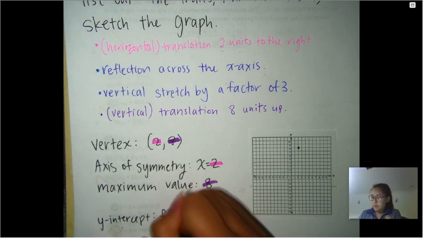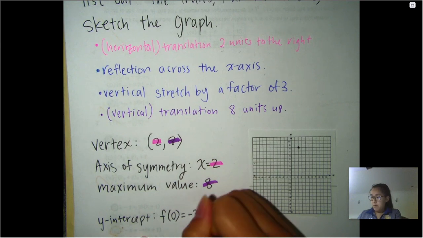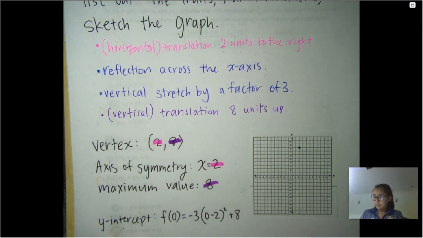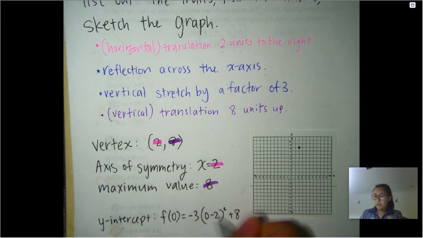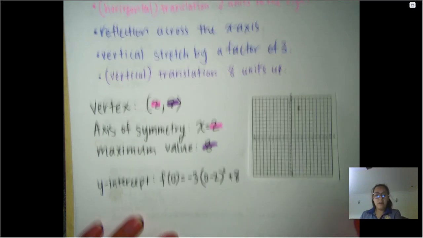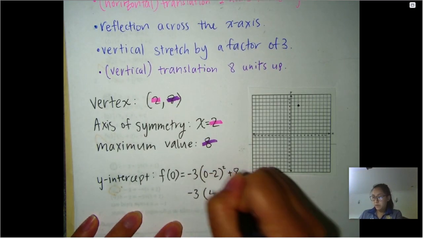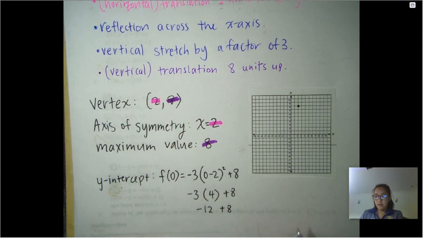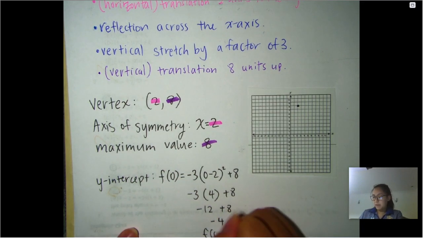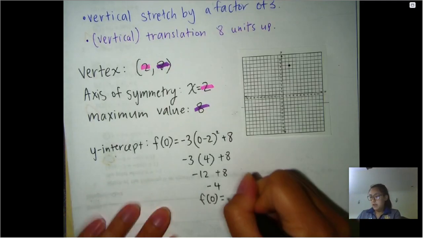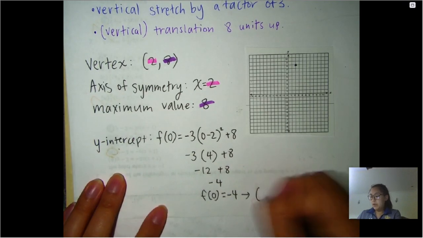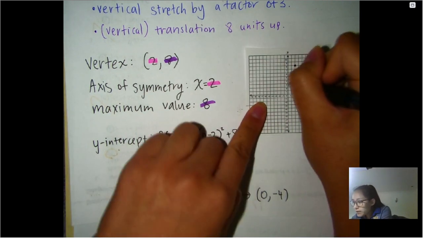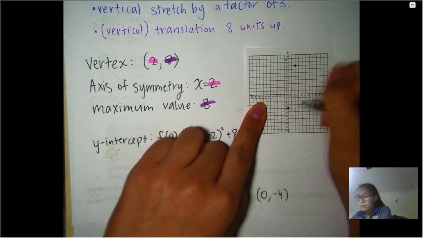And so we do f of 0 equals, and then we write -3 times (0 minus 2) squared plus 8. And so we have -2 in parentheses here, and then we square that and we get 4. So we have -3 times 4 plus 8. That would be -12 plus 8, which gets you -4. So therefore, f of 0 equals -4, meaning that the point on the graph is 0, -4. That's your y-intercept. So we'll go ahead and graph that, 0, -4. And so that's 2 points.